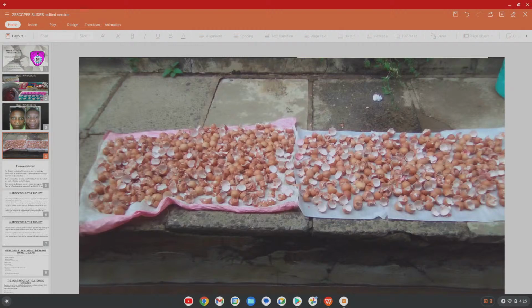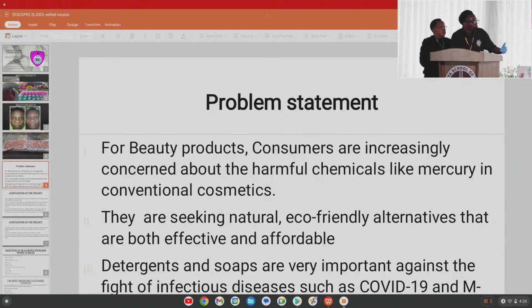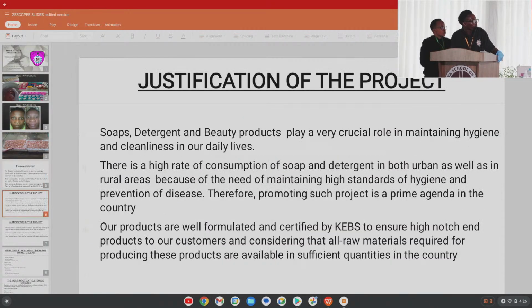Those are the eggshells that we collect, and it's very sustainable because eggshells are available anywhere you go. You can find eggshells in bakeries. Actually, they help us. So it's very sustainable, and we get them at a very cheap cost. I've already talked about the problem statement, which is very clear.